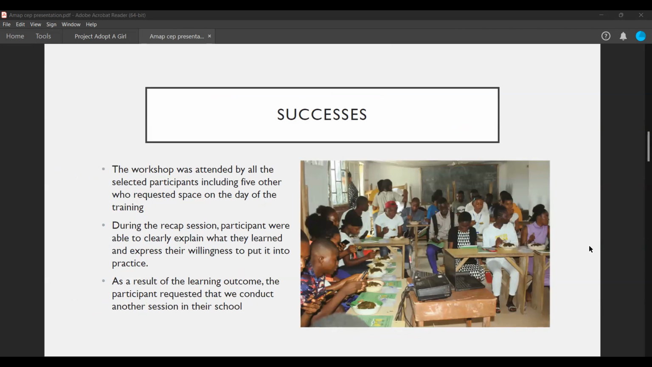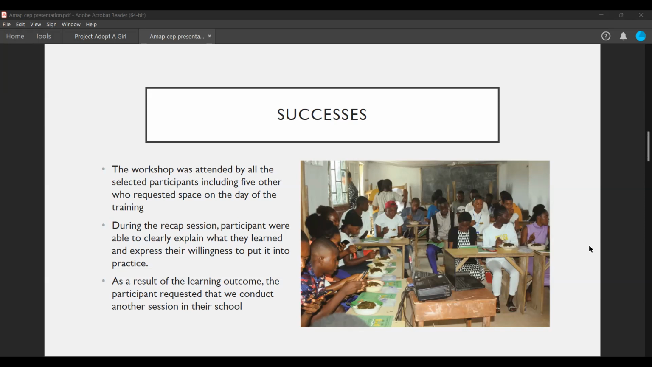So the successes I gained during the project: the workshop was attended by all selected participants, including 5 others who requested space on the day of the training. Most of the time when you conduct trainings in the form of a workshop where participants will not be having a monetary benefit, most of them tend to run away from short training, and you have fewer participants than you expected. But for my own training, all the selected participants attended, so that's a kind of success for me.